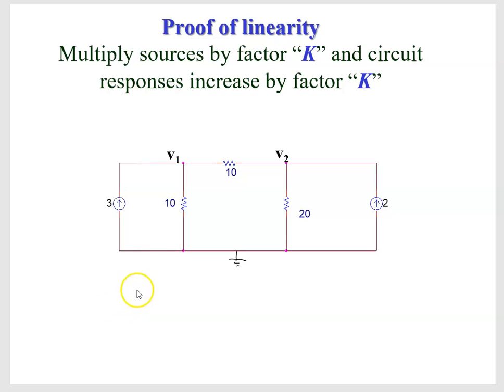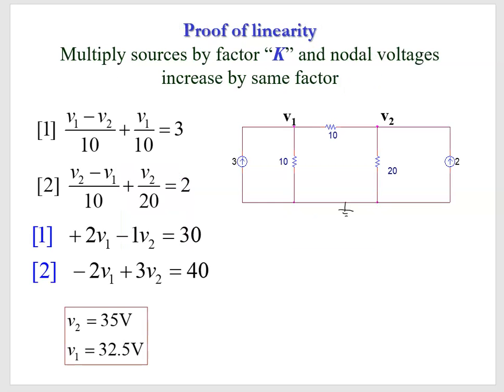So if we look, for example, at this circuit, we can show a proof of linearity. This circuit has 3 resistors and 2 sources. The 2 sources are current sources labeled 3 and 2. We'll assume it's 3 amperes and 2 amperes. So we can do a nodal analysis on this circuit. We have (V1 minus V2) over 10 plus V1 over 10 equal to the 3 amps flowing in at node 1, and (V2 minus V1) over 10 plus (V2 minus 0) over 20 equal to this 2 amps flowing in.